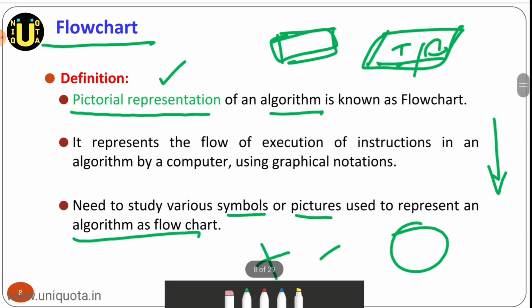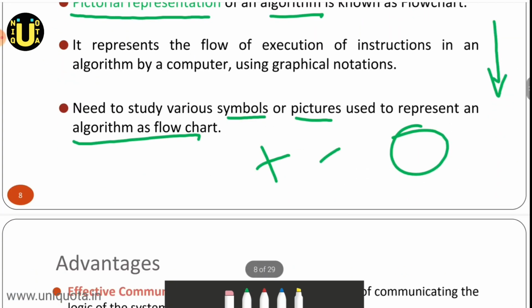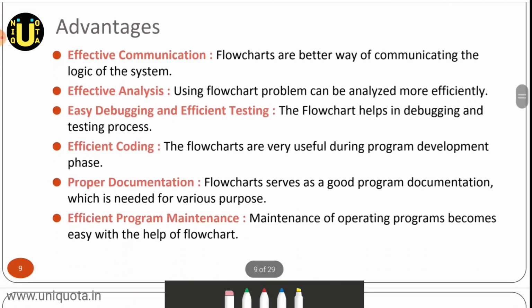So I think you have understood flowchart. Just take a screenshot if required. So advantages, first of all we'll talk about advantages, so that you will be curious to study what the symbols mean. So advantages: effective communication. Flowcharts are a better way of communicating the logic of a system. You can understand by yourself why it's effective. Effective analysis, that you can also understand because you are getting a graphical image.